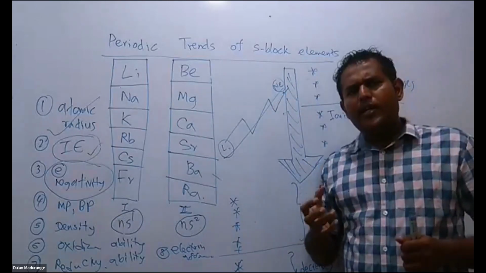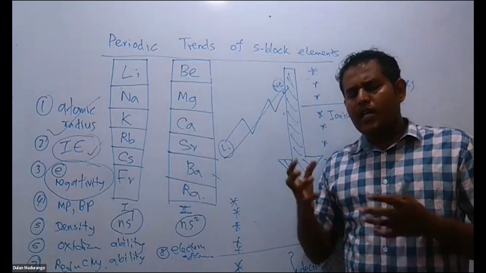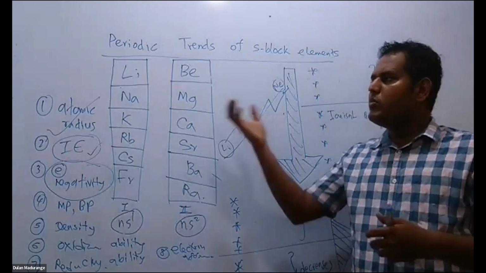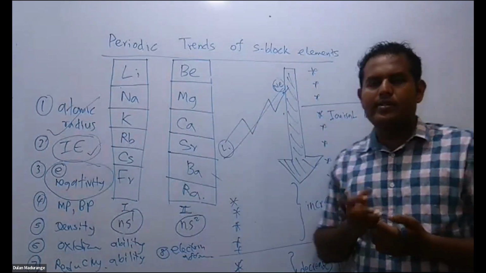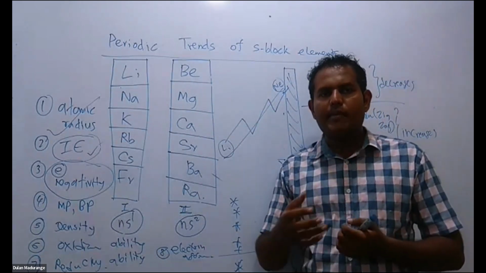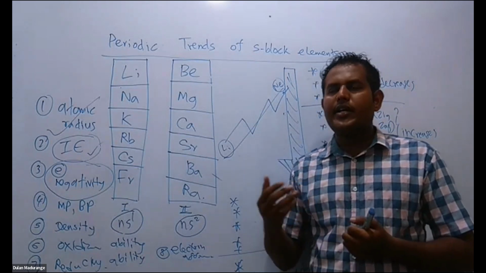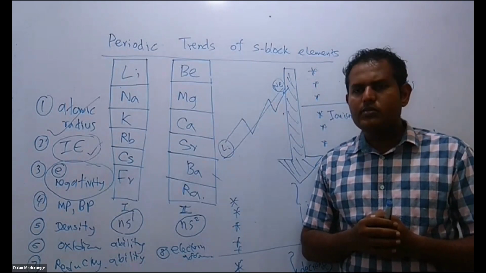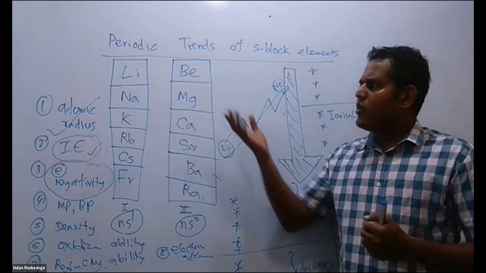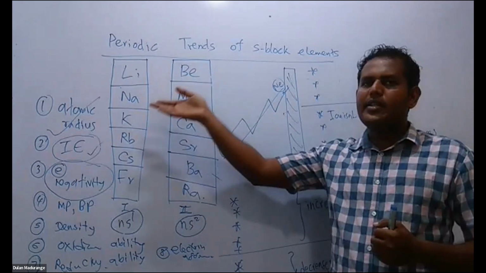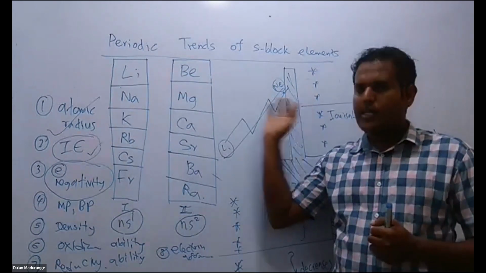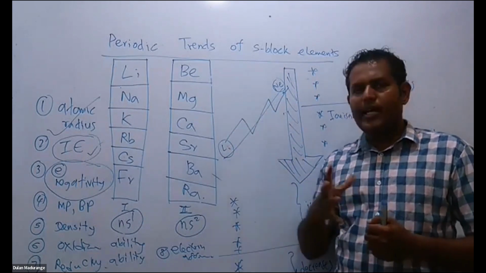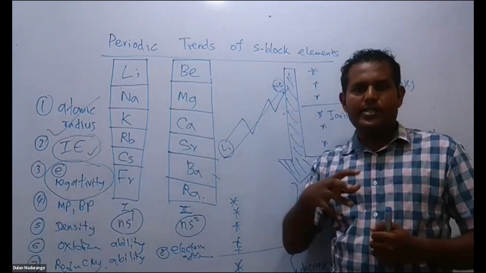Why will the ability to attract bond electrons get increased when you move across the period? What is the reason? This is the nature. Now, generally, when you get S-block elements like lithium, beryllium, boron, these elements are removing electrons, and they will make positive ions.